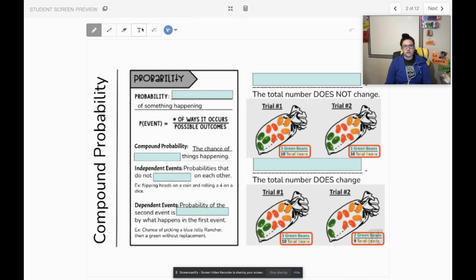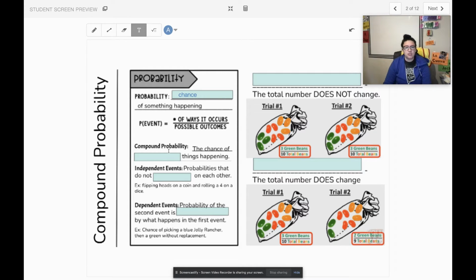So first, of course, we've got some vocabulary. Remember, probability is the chance of something happening. The way that we calculate probability is the number of ways it occurs over the possible outcomes. The way that I was explaining it to my students was the numbers we want over top of the total numbers.